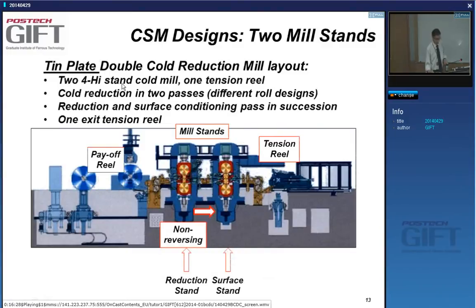There are also double cold rolling mills, but that are different, yes? And they're not reversing mills, and they're used to make tin plate. And tin plate is a product with which you make packaging steel, yes? And these, they're non-reversing, so you only pass once through this mill, so you only need a payoff reel, no tension, yes? And a tension reel where you wrap up the strip after the rolling, and so usually you have two stands. You have a reduction stand and then a surface conditioning stand that basically gives the right surface roughness to the strip.